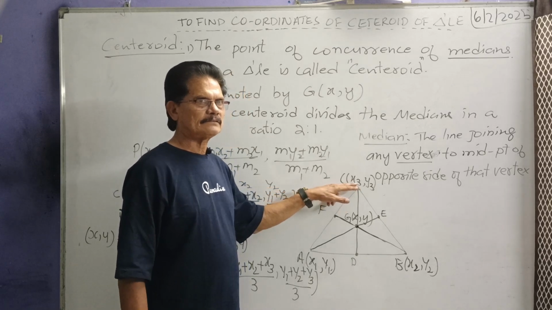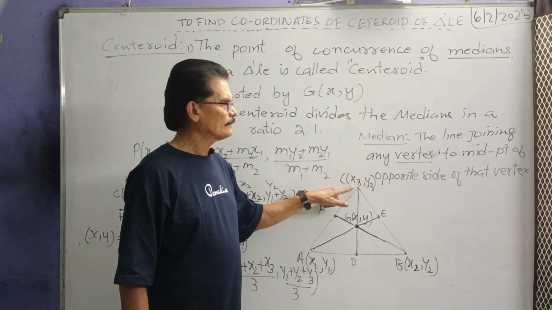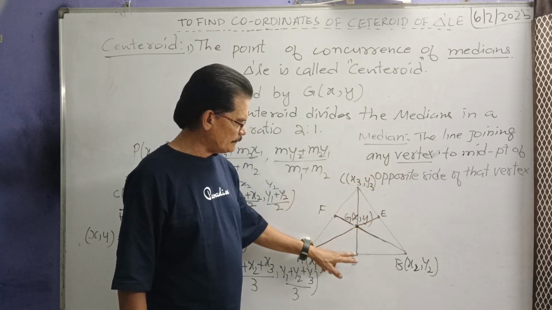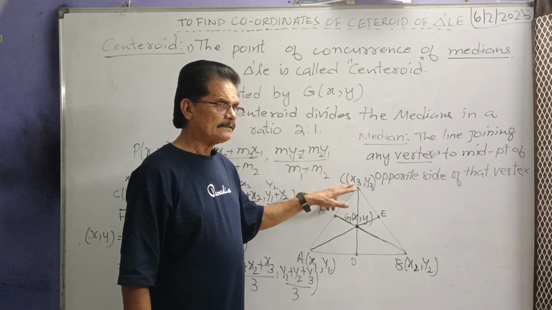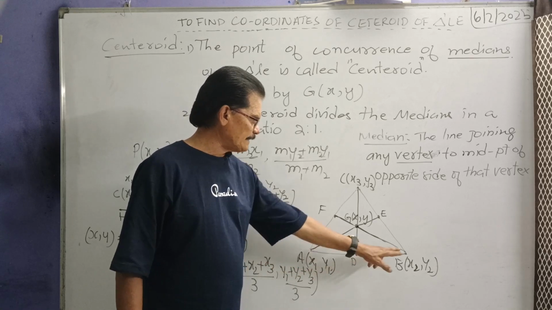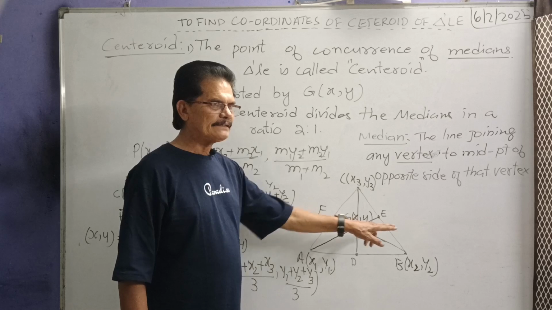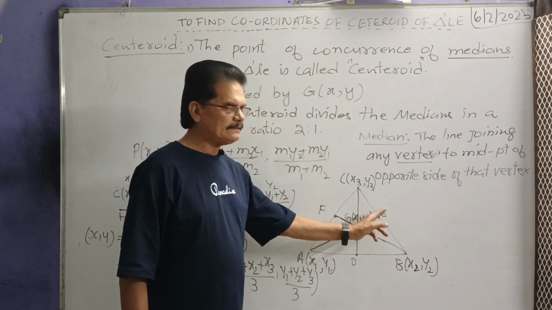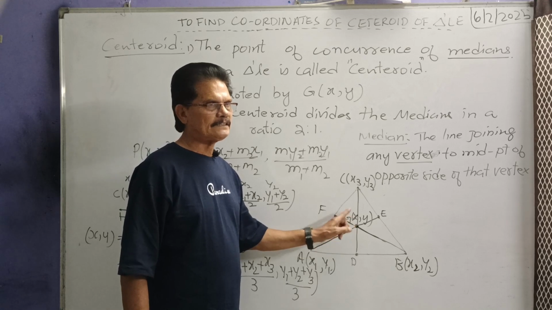Concentrate where I am placing my finger. This is the vertex, to the midpoint of the opposite side. Vertex C to the midpoint D of the opposite side BC. Like that, we shall have three medians: CD, BF, and AE. Can you see they are concurring at a particular point? That is called the centroid.